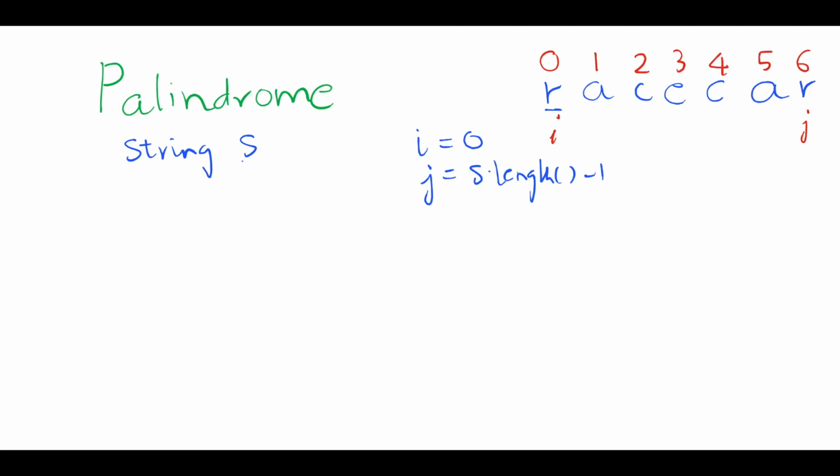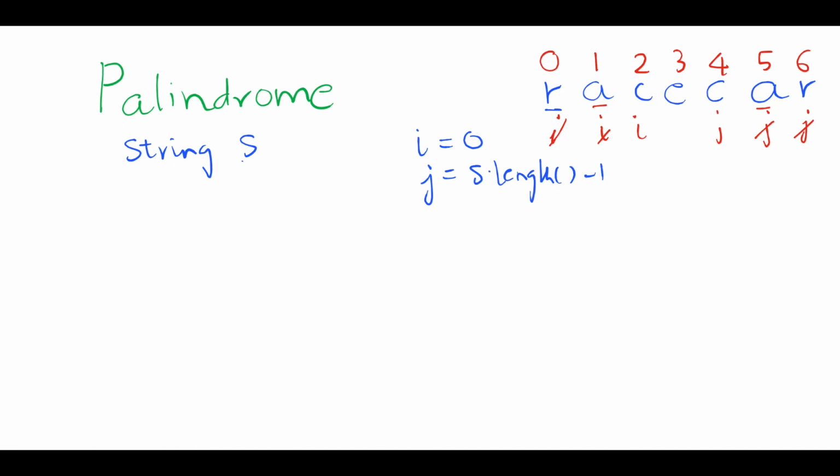If they do match, and in this case they do, because the characters at indices i and j are the same, we will increment i by 1 and we will decrement j by 1. We will continue this loop till we have found the characters don't match or i is no longer less than j. In the second pass of the loop, we will compare the characters at index 1 and 5. If they match, then we will increment i by 1 and we will decrement j by 1.